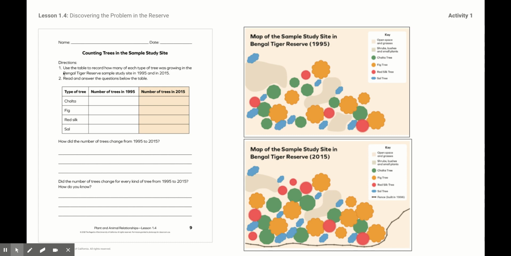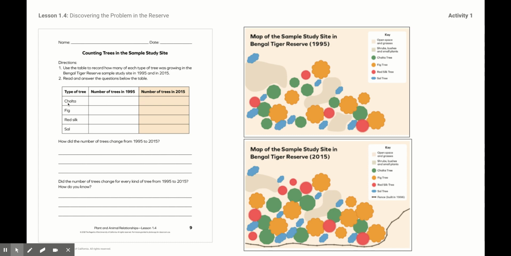So your directions today is to use the table. So this is a table. It's a math table. It organizes information, organizes your data. So you're going to use the table to record how many of each type of tree was growing in the Bengal Tiger Reserve sample study site in 1995 and in 2015.